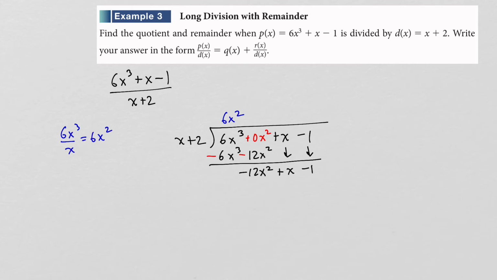And then we repeat the process. Take negative 12x squared and divide it by x. And this gives us negative 12x. And that goes here. And then we take negative 12x, multiply it by x, which gives us negative 12x squared. And negative 12x times 2 is negative 24x.